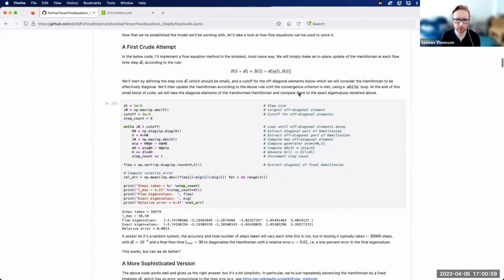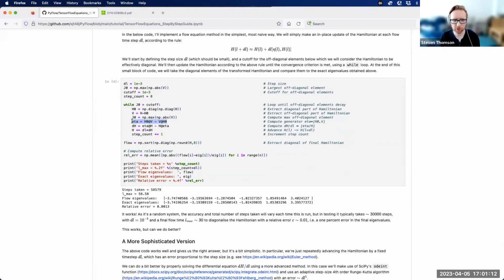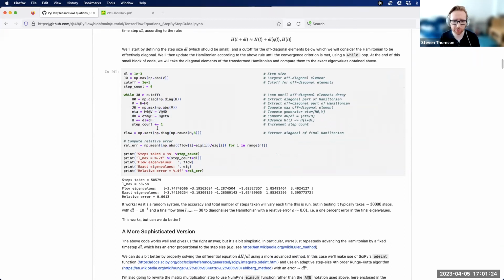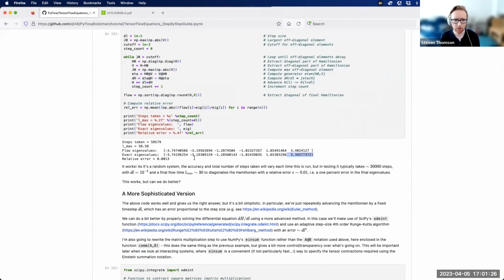And then I walk through how to do this with flow equations. So exactly as I mentioned before, here we just do this in the most approximate way first. We just say the new Hamiltonian is the old one plus dl times this commutator. We work out these commutators just as matrix products. So eta as the generator is there, the updated Hamiltonian is there, the update step is there. And then we just repeat this in a loop until the procedure converges. The results from the flow and the exact method are here. There's a small relative error just because I'm doing the integration in a really naive way.